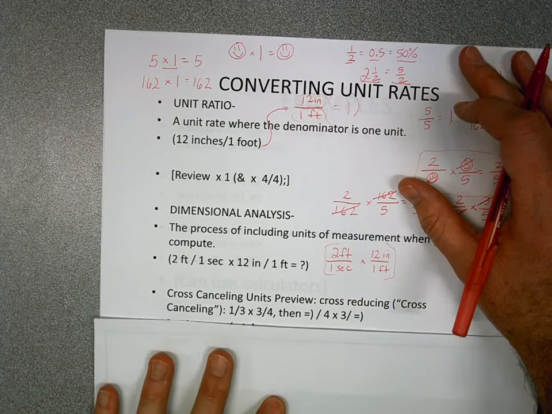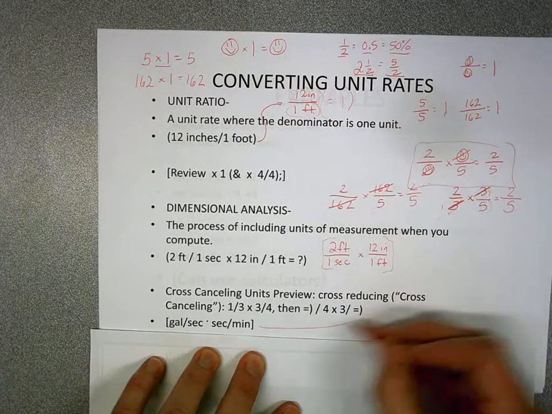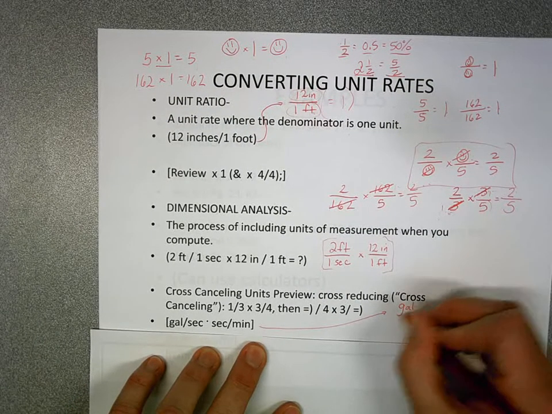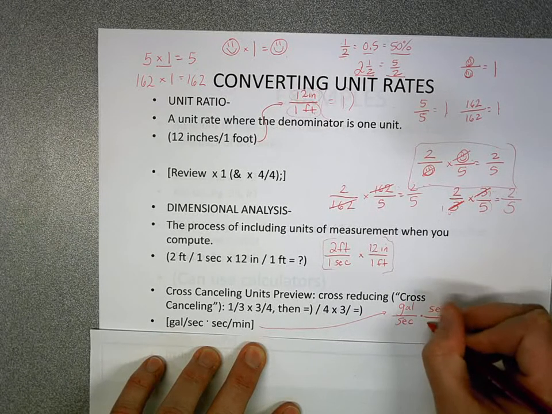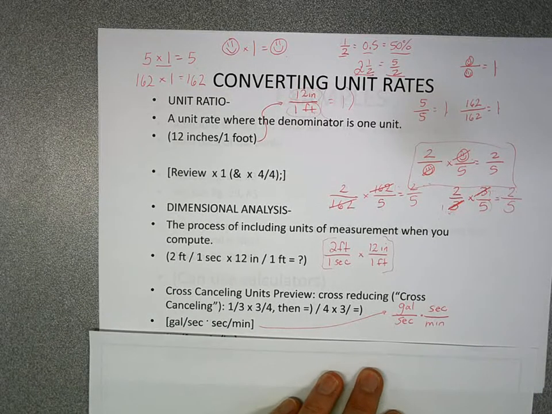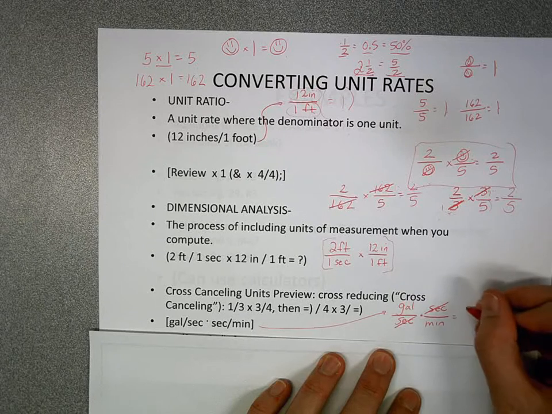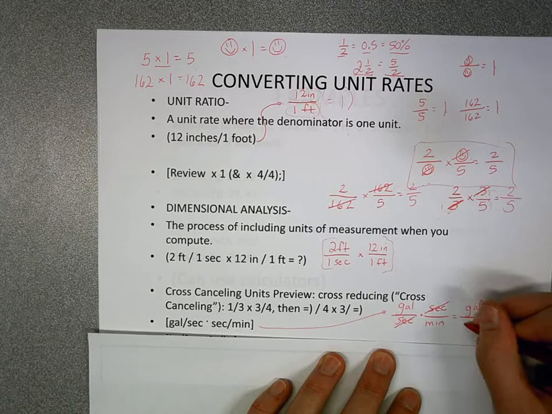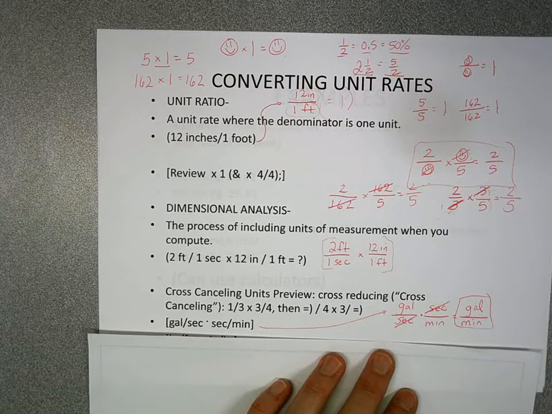All right, here we go. What if we have gallons over seconds times seconds over minutes? What can we cross-cancel? Seconds. What's left? Gallons on top, minutes on the bottom. A little bit of basic dimensional analysis, or an example of what we're going to be seeing.